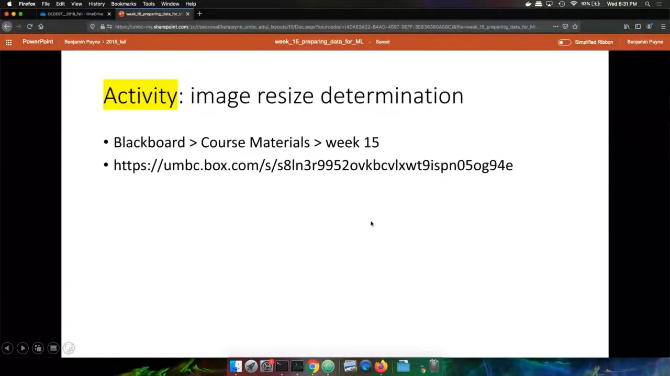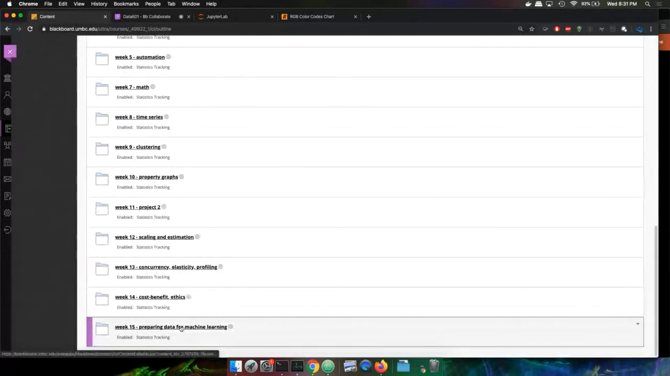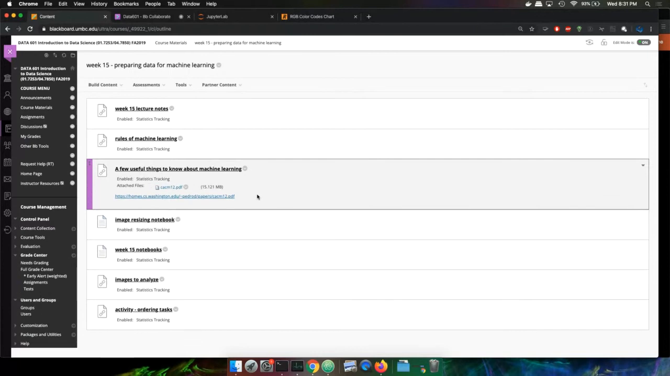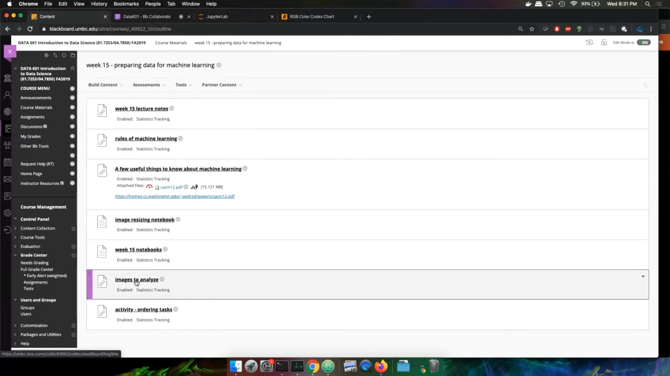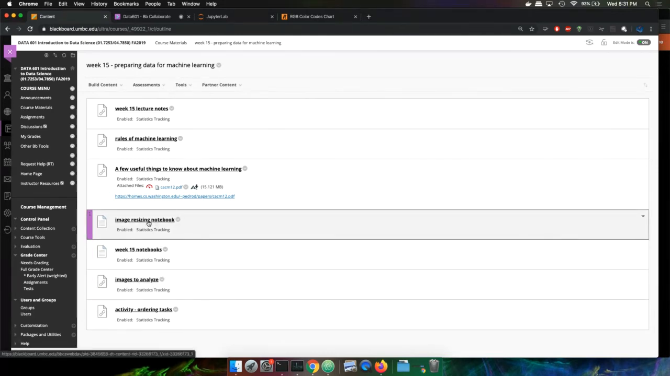Okay, so in Blackboard, I have placed for you a starting notebook and the data set to work with. I'll show you where those are in Blackboard under week 15, course materials, all the way at the bottom for week 15. So let's see, there's images to analyze. That's one data set that you need. And then the other one is the notebook that you'll use to answer some questions. And then if you want to see what I was working on, that is located in this link of the week 15 notebooks.